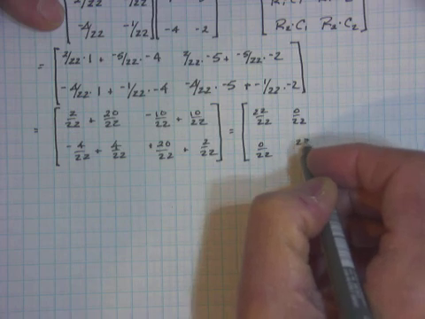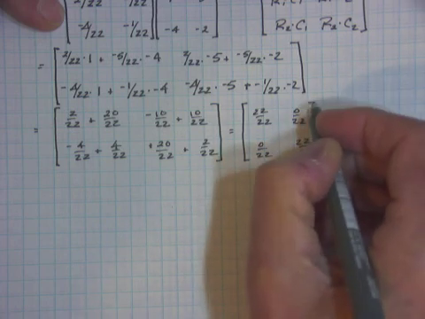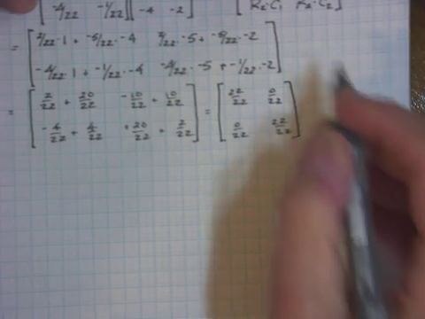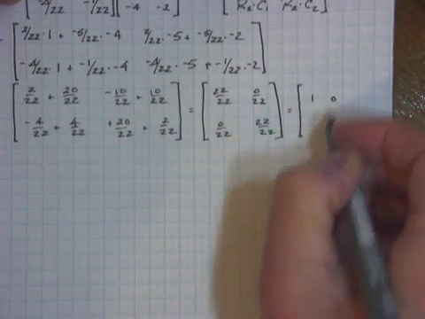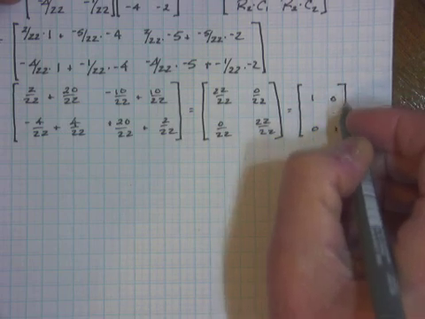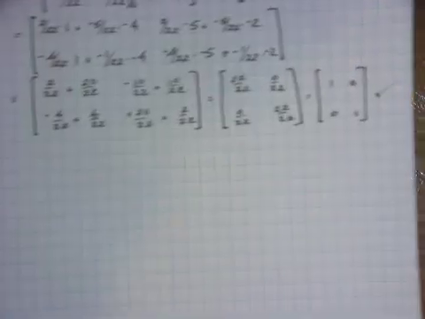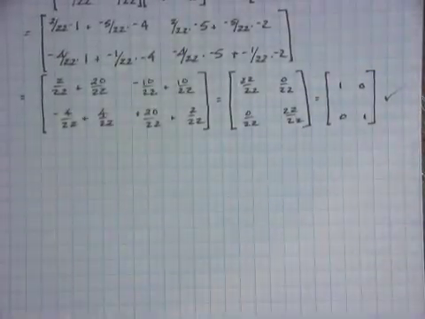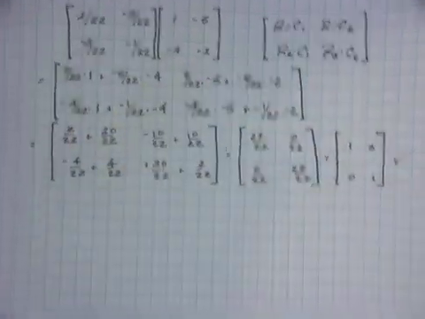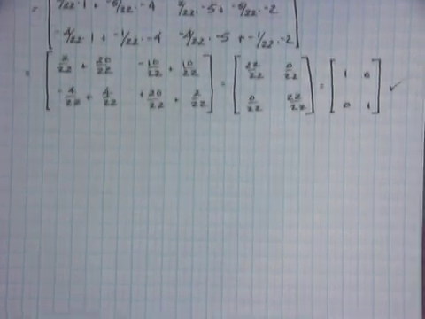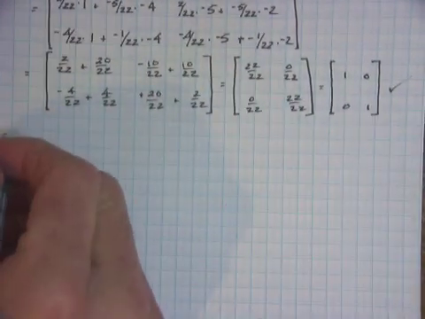So this equals 22 over 22, 0 over 22, 0 over 22, 22 over 22. And guess what? You've got your identity matrix. 1, 0, 0, 1. Check. Okay.